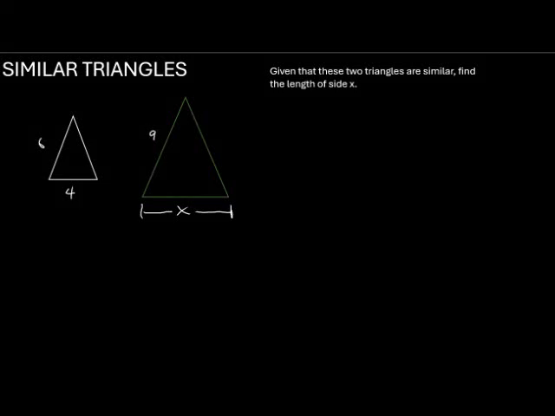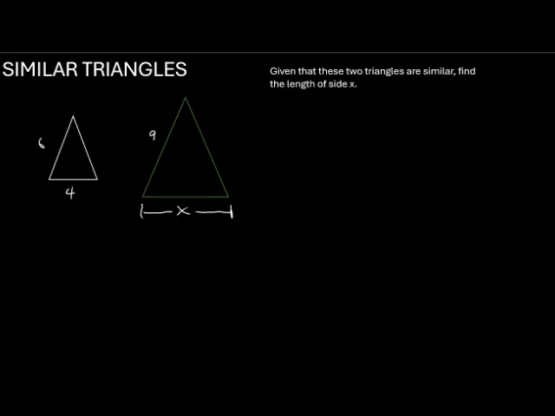In this problem, we'll study similar triangles. The question says that the two triangles I'm showing you here are similar. We know that the diagonal side of the white triangle is 6 and the horizontal side is 4. Then, for a larger green triangle, we have a diagonal side of 9 and an unknown horizontal side, which I've labeled x.